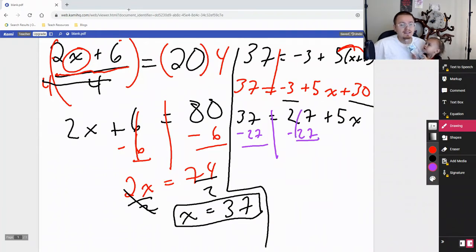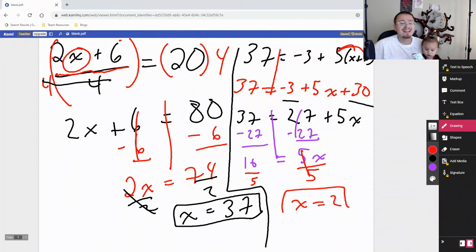And then we're going to subtract 27 on both sides because we want to get the x by itself. We're going to get 10. She's trying to give me water. Hang on, KK. Give me a minute. And then we're going to get 10 equals 5x. And then to finish this equation, we just need to get rid of the x by dividing by 5. And x equals 2 or 2 equals x. And that is the solution. That is the value for the variable that makes this equation true.